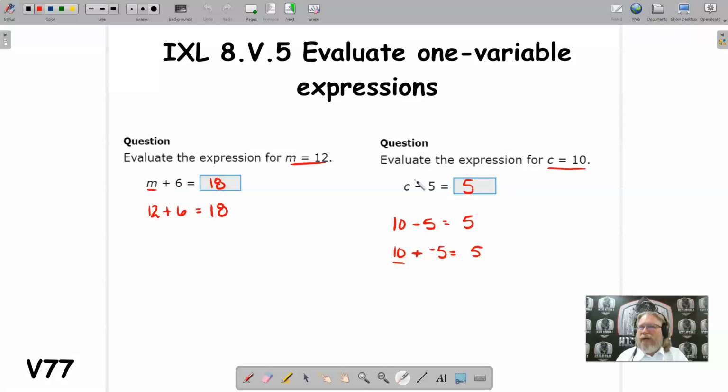Remember, my biggest piece of advice on this is to first rewrite the expression using parentheses wherever the variables are, then plug in the variables, and then from there go through your order of operations and your adding and subtracting integers, sometimes decimals, and your multiplication and division of positive and negative numbers. Good luck.